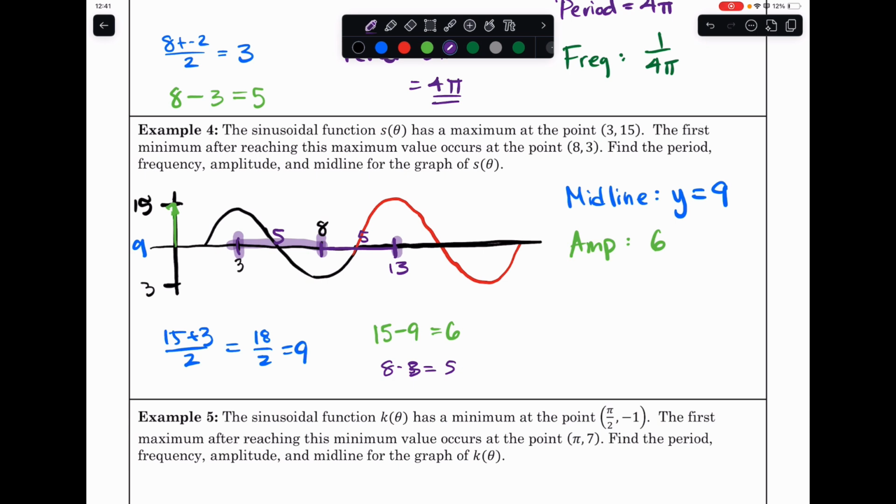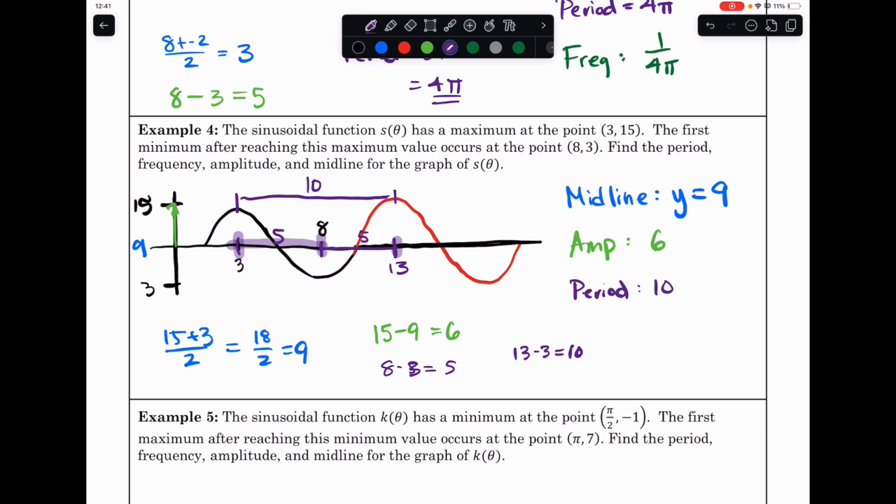So to figure out the period here, I will go from 3 to 13, which, look at that, is a distance of 10. 13 minus 3 equals 10. So our period is 10 units.